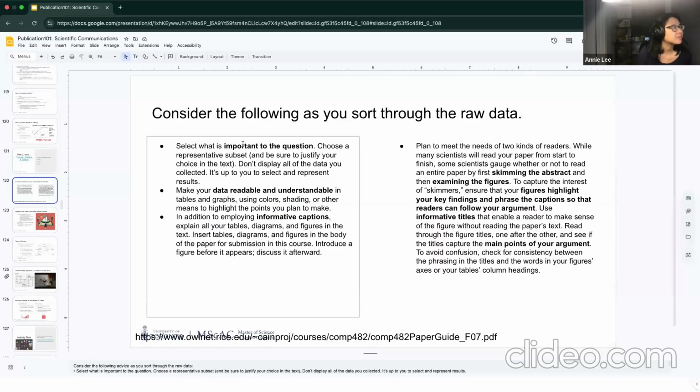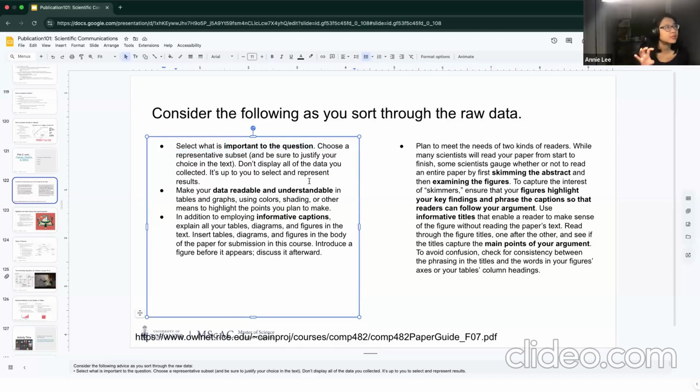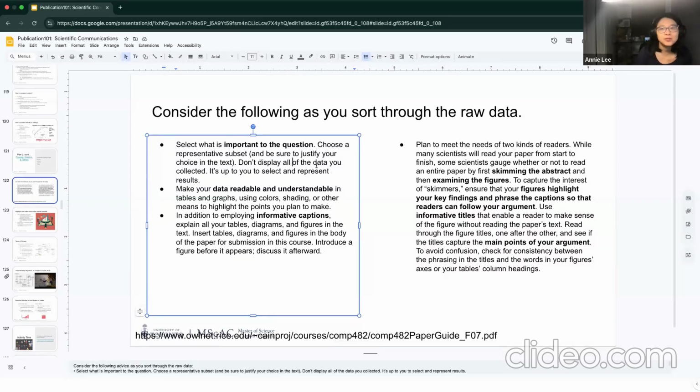So yeah, you want to take a look at what is the most important research question. Plot as many graphs as you want for fun. Like I tell all my students to do that. But when it comes to picking the right graph, you want to pick the one that answers your question. Make sure that it makes your data readable and understandable.